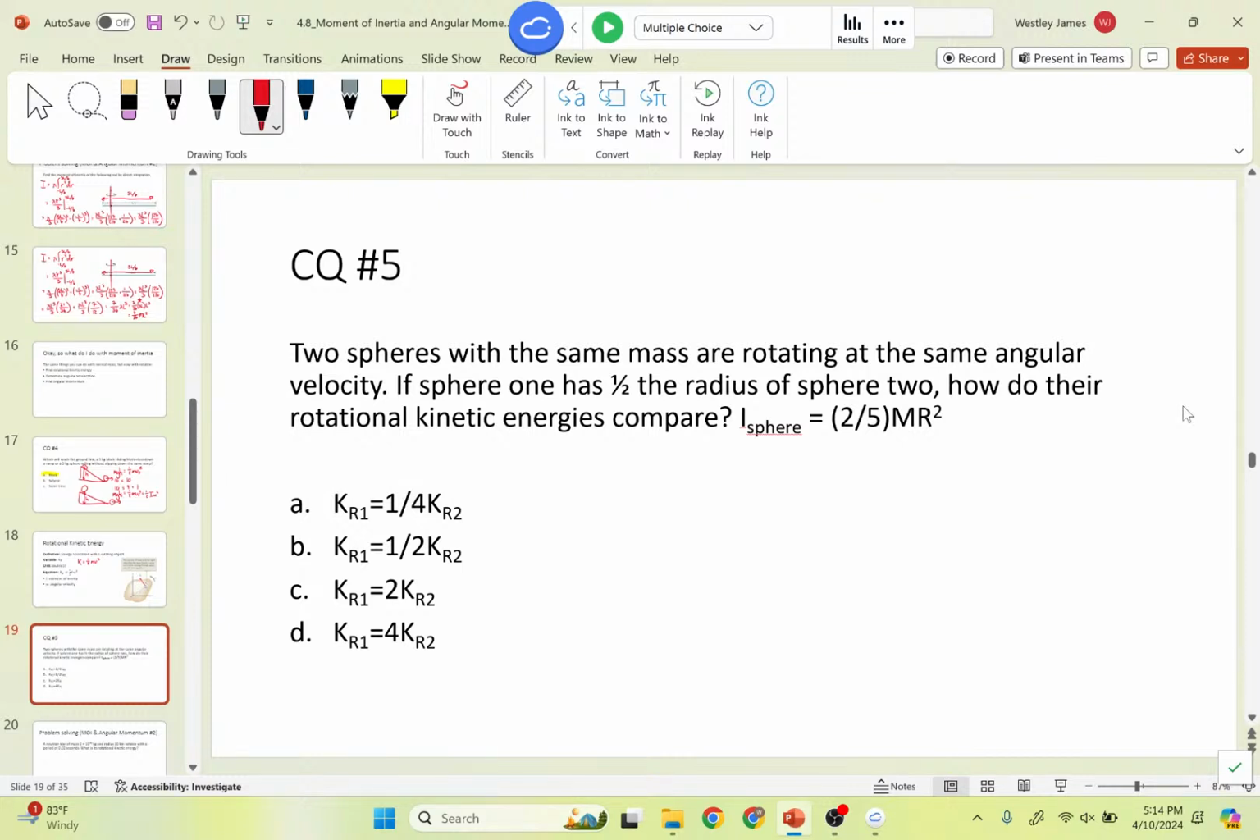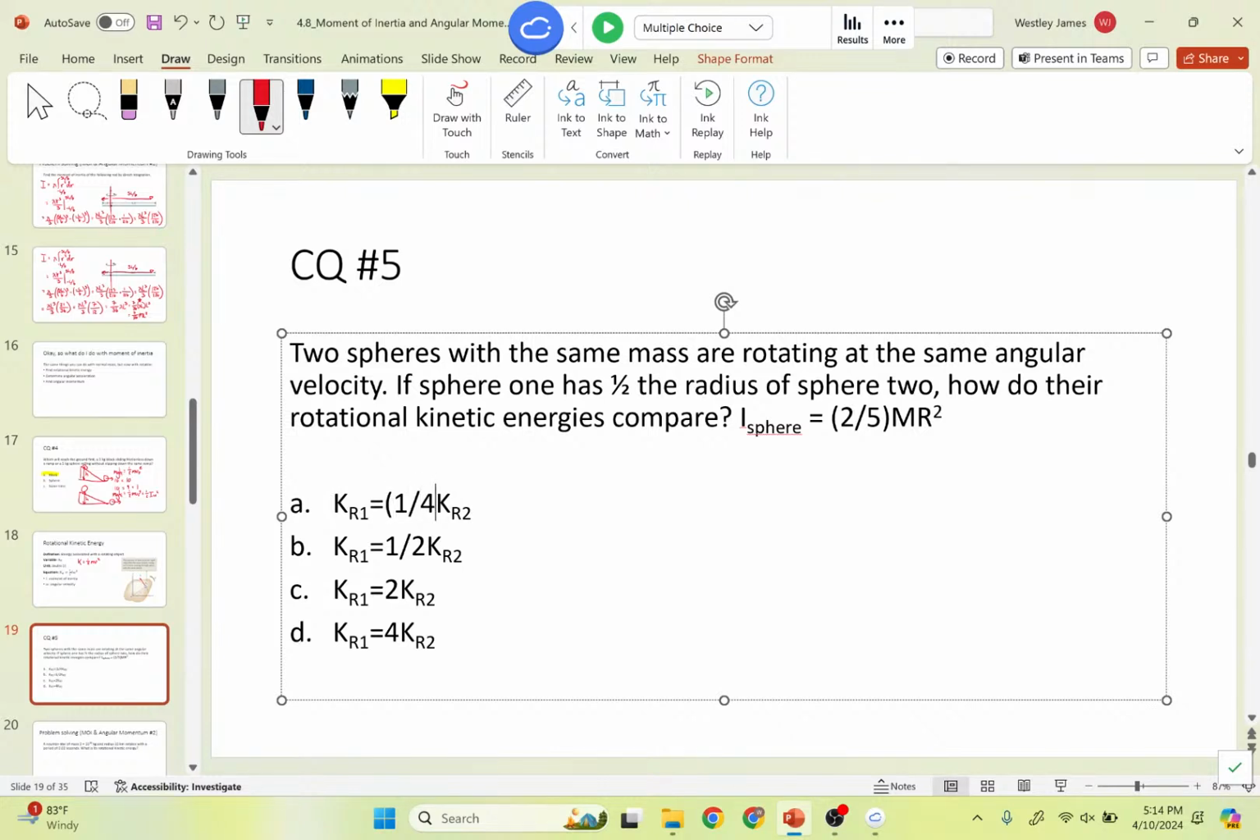So, if sphere 1 has half the radius of sphere 2, how do their rotational kinetic energies compare? Does the rotational kinetic energy of the first one have a fourth? Does it have half the energy of 2? Does it have double the energy of 2? Does it have 4 times the energy of 2?